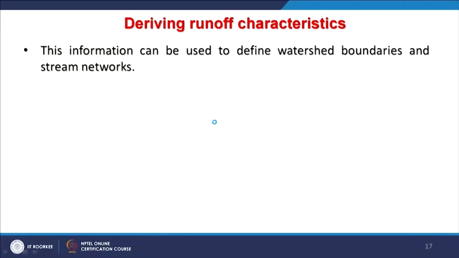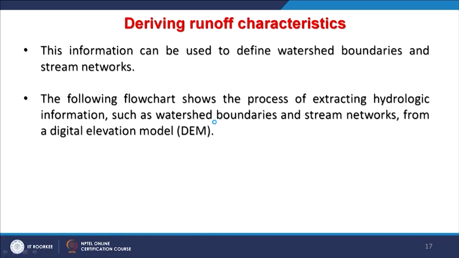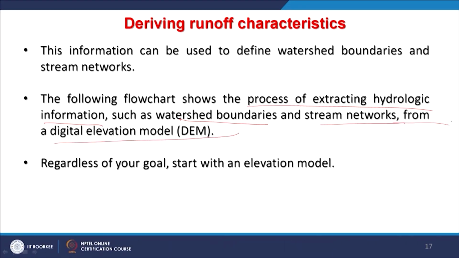And the information then can be used to define watershed boundaries and stream network. So, these are two derivatives through the surface hydrologic modeling, very popular ones, or you can say first order derivatives. The flow chart which we have discussed, I am going to show again, which shows the process of extracting hydrologic information such as watershed boundaries and stream network using a digital elevation model.